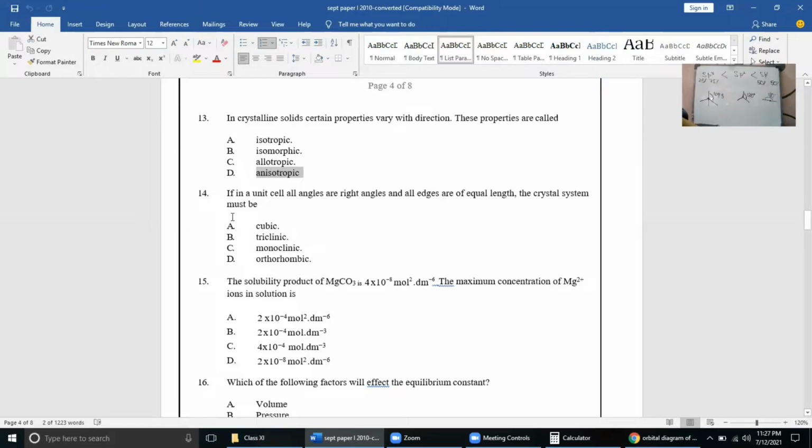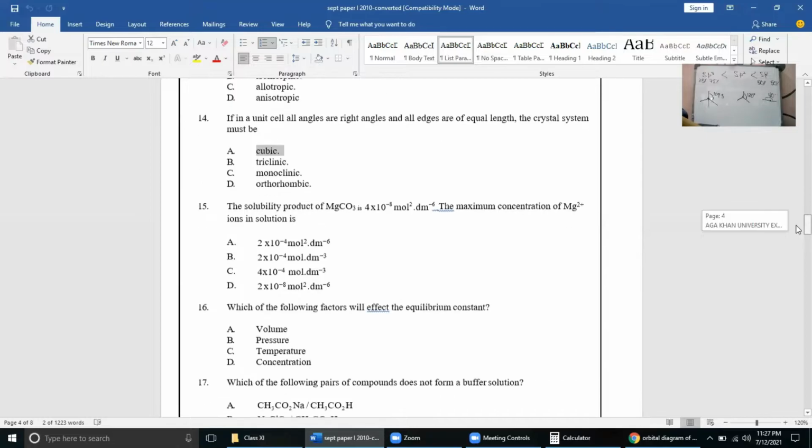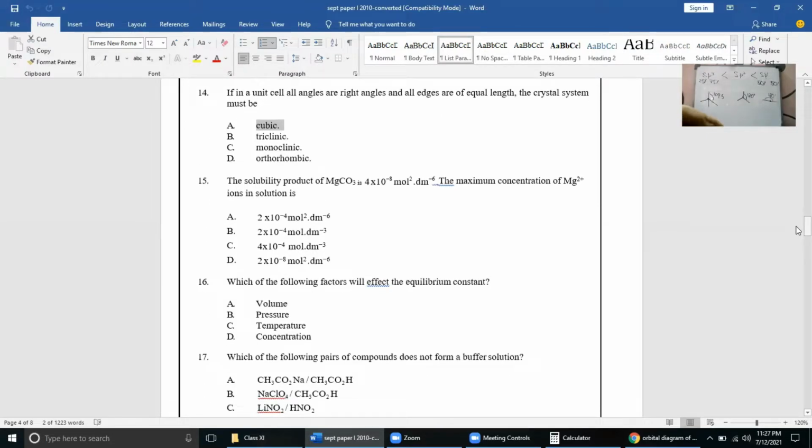Number 14, if in a unit cell all angles are right angles, means 90 degrees, and all edges are of equal length, the crystal system must be cubic. The correct answer is cubic, because this is the perfect symmetrical crystalline structure.